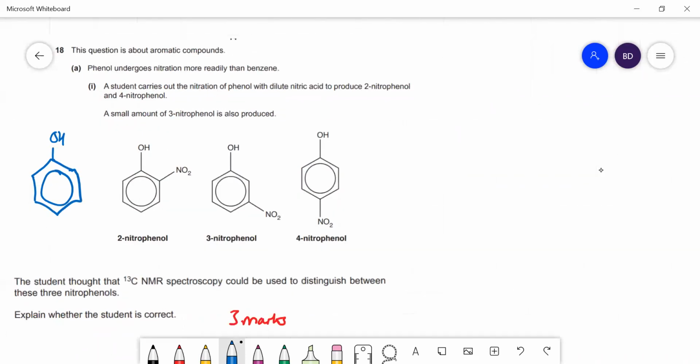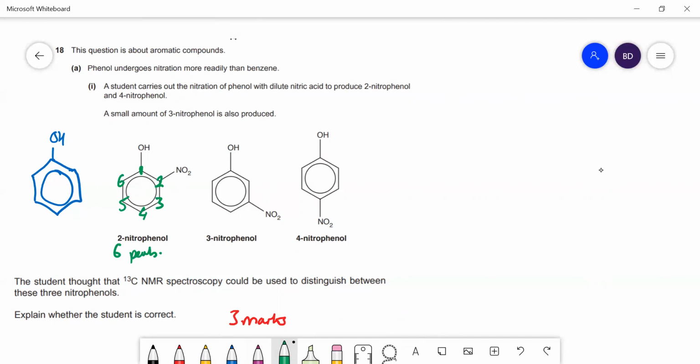Right, now we need to have a look at how many different carbon environments we've got in each of these. So let's have a look at 2-nitrophenol. We've got one carbon environment there. That's unique. There's none others like that. Two there. Now number 3 is unique because it's next door to the NO2, 4 is unique, 5 is unique, 6, they're all unique. So that's going to give you 6 peaks.